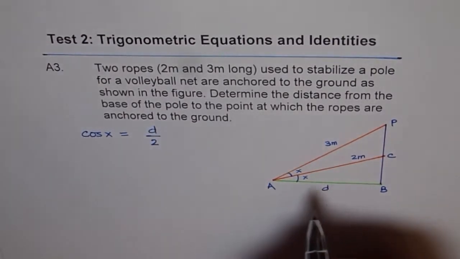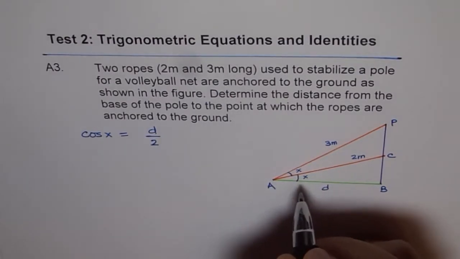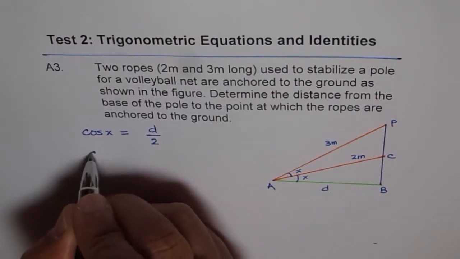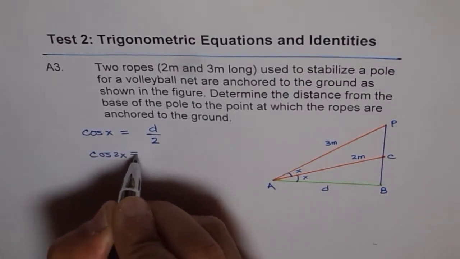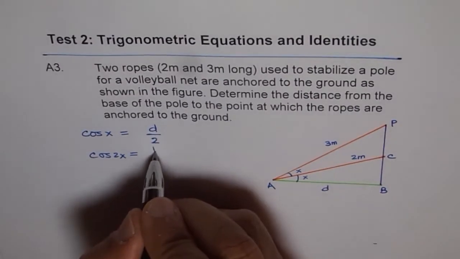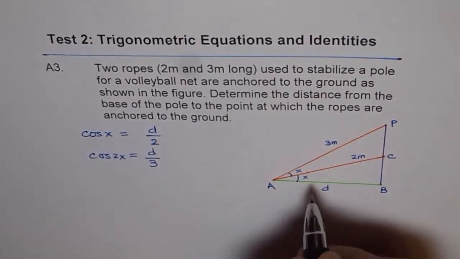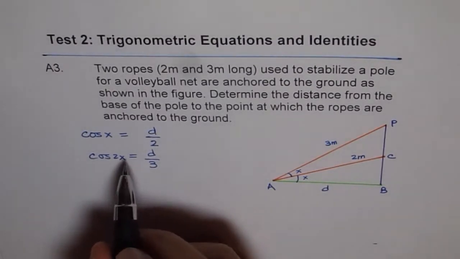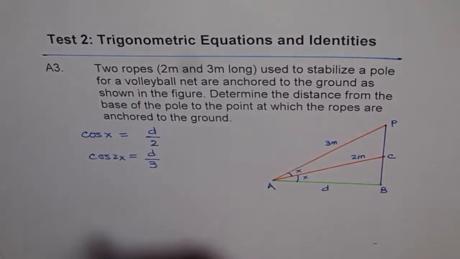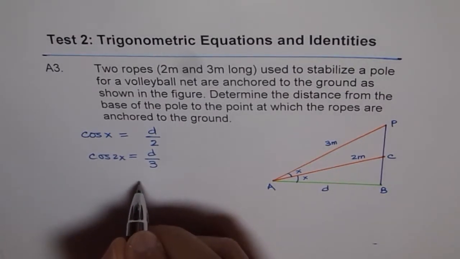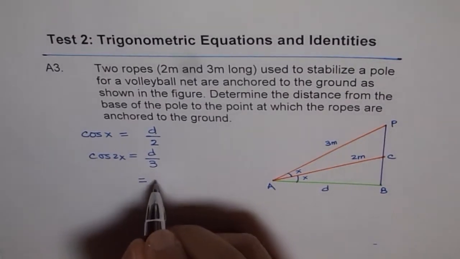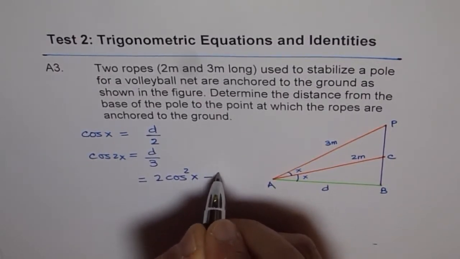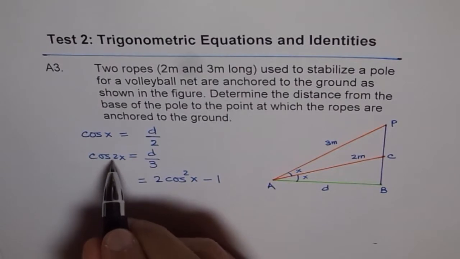And x plus x is 2x. What is cos of 2x? So we can write cos of 2x is equal to d over 3, right? d over 3. That is cos of 2x. Now, cos of 2x can be written in form of cos x also, right? So we know cos of 2x is actually equal to 2 cos square x minus 1. So that is the value of cos of 2x.